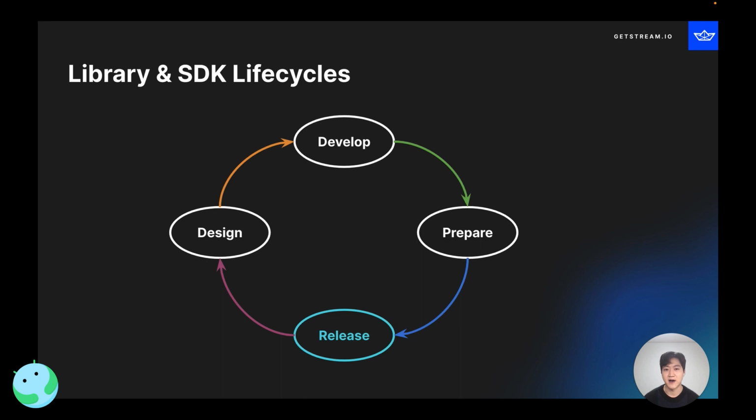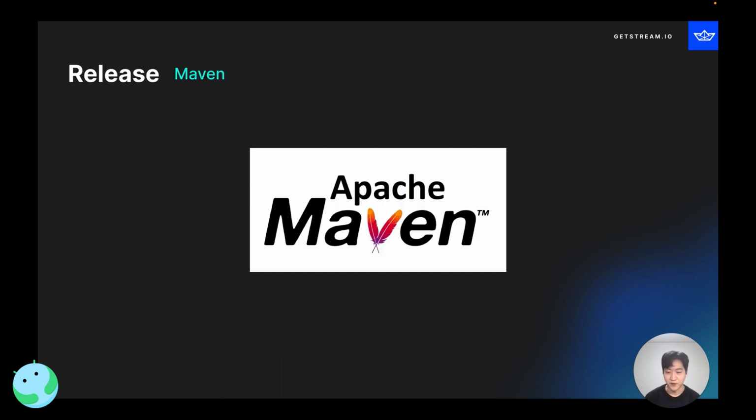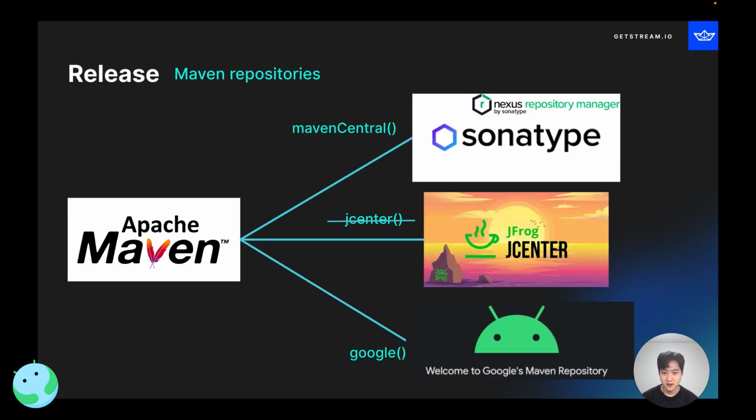And let's talk about the release. The first one is Apache Maven. Apache Maven is a build automation tool which allows developers to connect many kinds of repositories as the source of truth. For example, uploading open source libraries to a specific repository, or searching and downloading desired libraries that developers want to import.